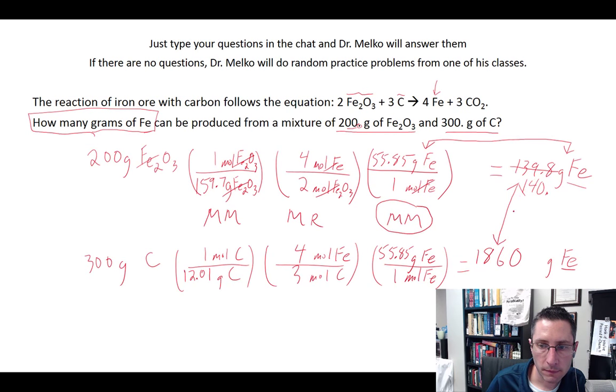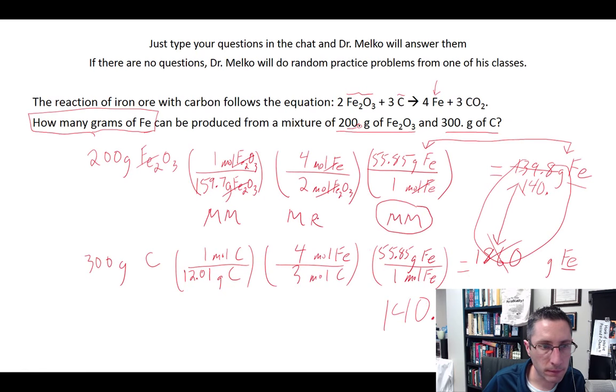Yeah, you're right. So, to answer the question, how many grams of iron are produced, I pick the lesser of these two numbers, 1860 or 140. I'm going to pick 140, rounding it to 3 sig figs. And that trailing zero in 140 is significant if I add a decimal point after it. So 140 grams of iron would be my answer. I don't add these two numbers together. I just look at them, compare them, and pick the least one.